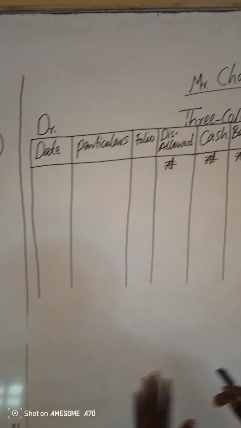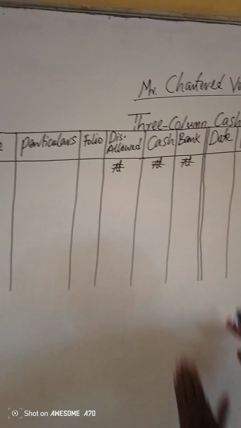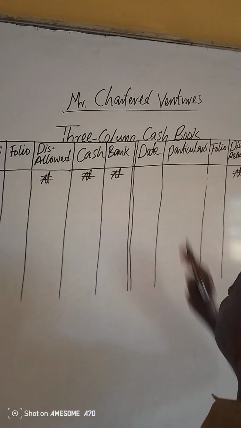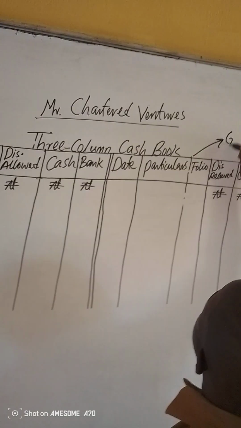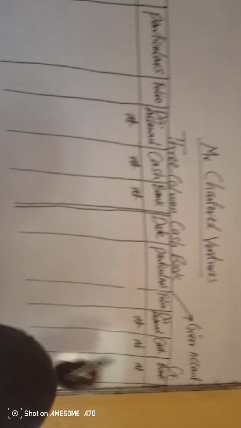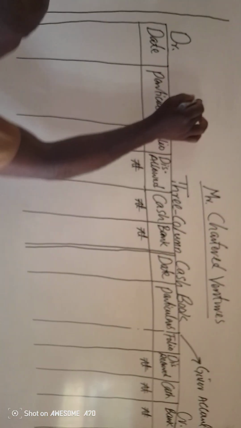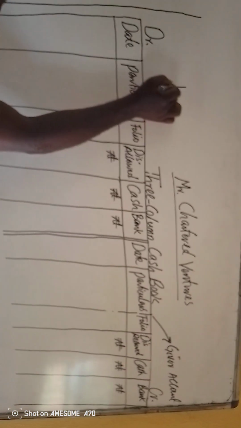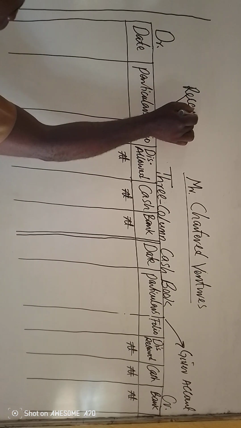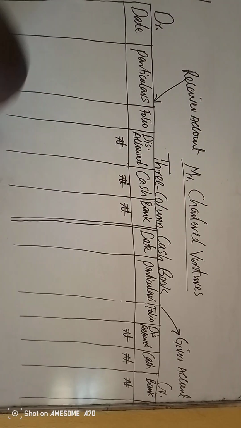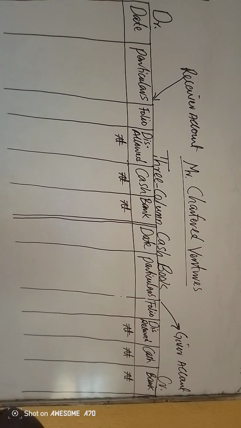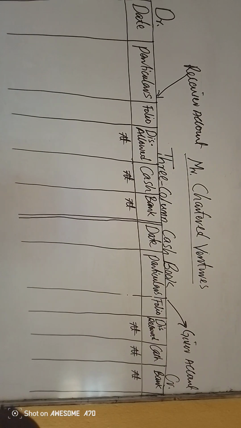Here we are saying, always start with the giver. The credit side is the giver account. The whole of this side is the giver account. While the debit side is the receiver account. Mind you, always start with the giver, because the giver must give before the receiver will receive.